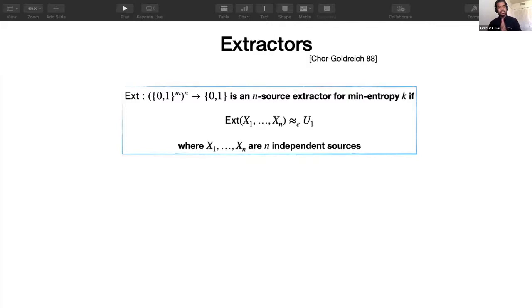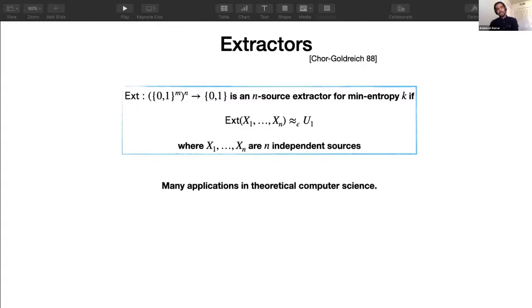Extractors: here the goal is to purify impure sources of randomness into uniform ones. Say there are n sources, x1 to xn. They are not uniform to begin with, but each of them has some min-entropy. And all of them are independent. The extractor requirement says that the output of the extractor, when given samples from these n sources, should look uniform. Again, these are fundamental objects with many applications in computer science and mathematics.